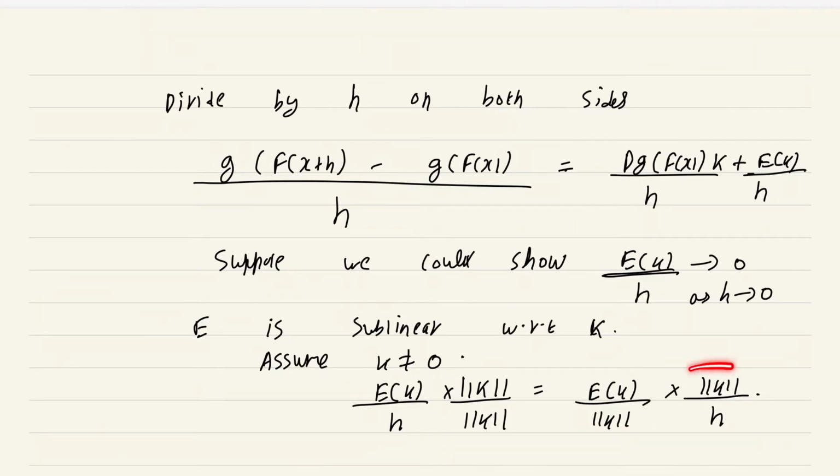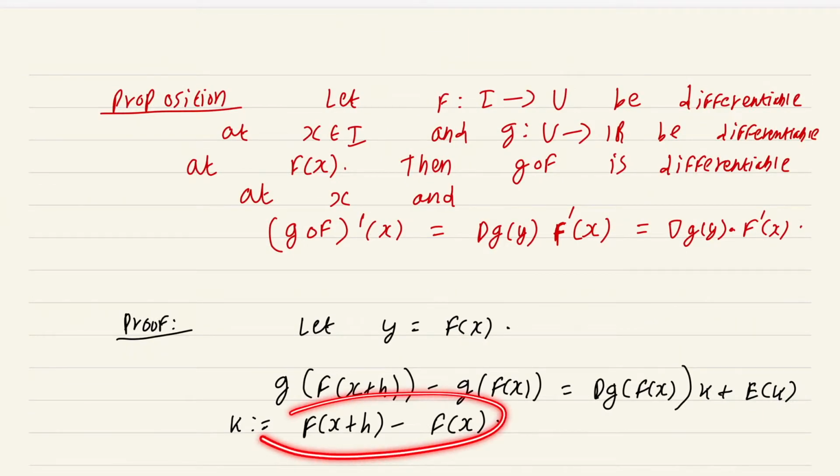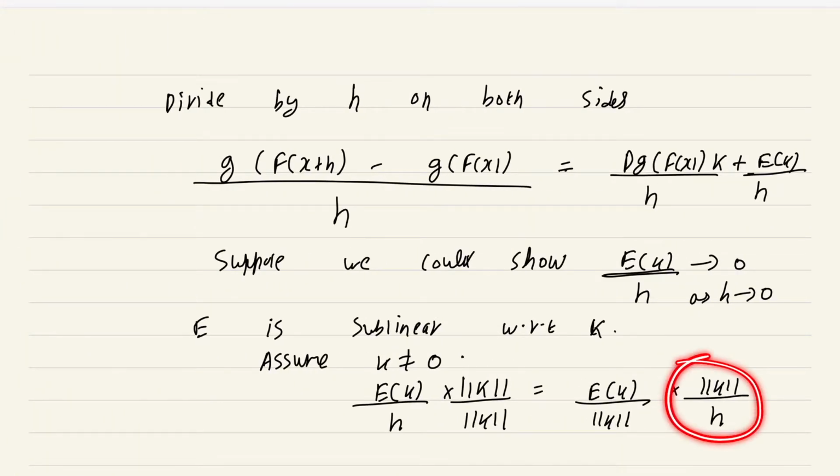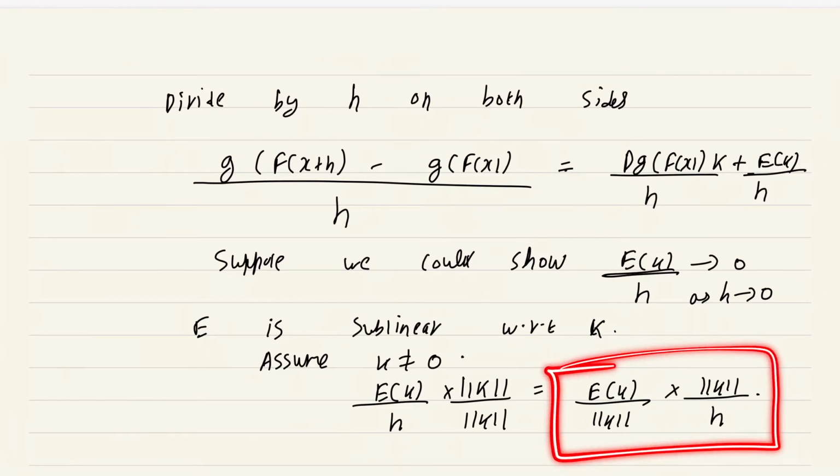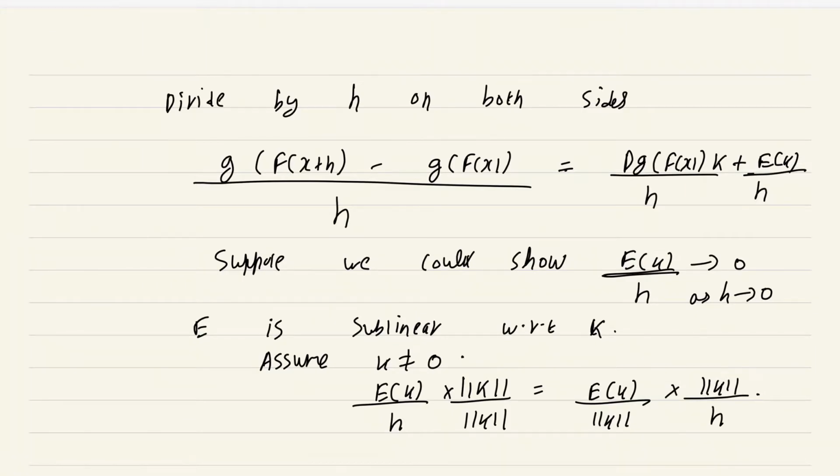Now this quantity norm k by h will be bounded. That's because this quantity, f of x plus h minus f of x by h, is ultimately going to give you the derivative at x, which we know exists. So this quantity will remain bounded in a neighborhood of h equal to 0. So at least when k is not equal to 0 and h goes to 0, this quantity can be made really small. Of course, if k is equal to 0, we already know that e of 0 is just 0.